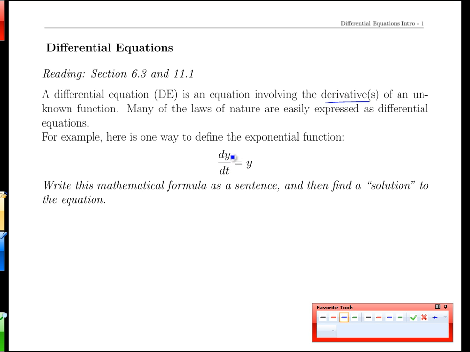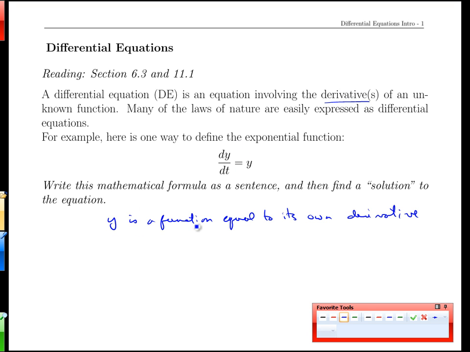One way to define the exponential function turns out to be this equation here. The derivative of y with respect to time is equal to y itself. Well, what that's saying is y is a function equal to its own derivative. We could get more graphical about it and say the slope lines or the slope of the tangent lines are equal to the y-coordinate, things like that too. But I think in terms of algebra, it's easiest to say it this way.